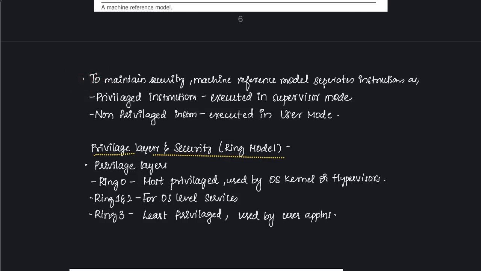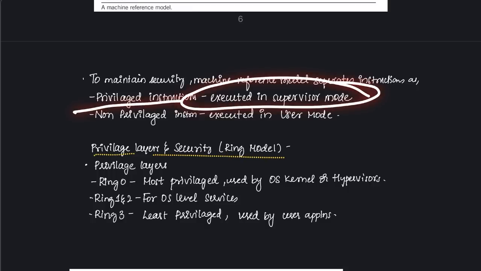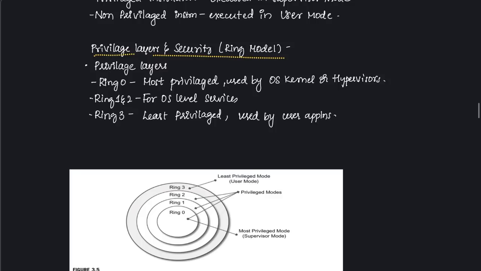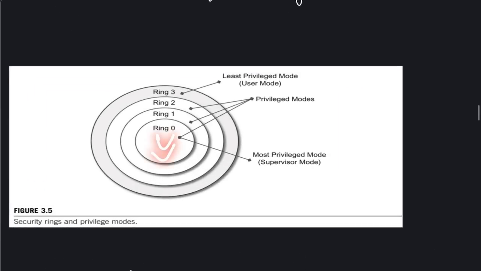The machine reference model will separate the instructions into two parts. The first one is called privileged instructions, and then we have the non-privileged instructions. Privileged instructions are those which are executed in the supervisor mode, and non-privileged instructions are those which will execute in the user mode. So here we have privilege layers and security comprising the ring model. In privilege layers we have ring 0, ring 1, ring 2 and ring 3. Ring 0 has the highest privilege level.